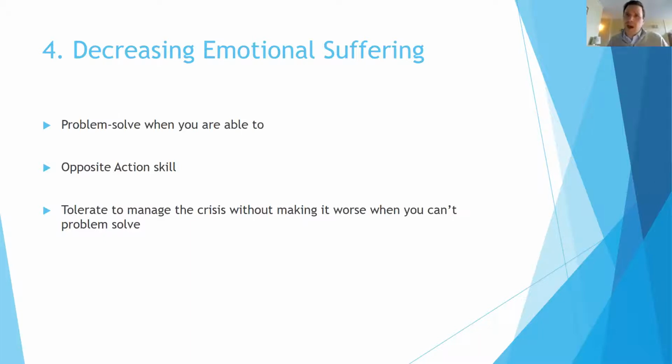And so we talk about this opposite action skill a lot of ways too, which is doing the opposite of what you feel, of what you're urged to do with that emotion, when it's not the exact function of it. I'll explain this, but doing the opposite action, a lot of times what your urge is when you're feeling that emotion can be what works in the long run.